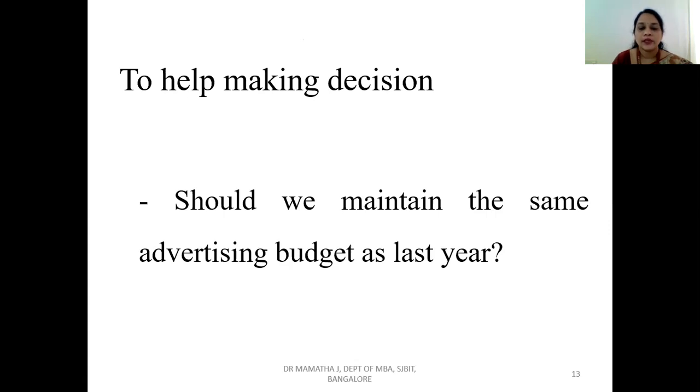Say, for example, you are giving an advertisement about your product, and the advertisement is a huge cost to the organization. You have to now take a decision based on your sales: whether I have to continue with the same advertising, or go with some other, or do I have sufficient budget to maintain this particular advertisement, or shall I make a move and change it? So it will help you to take a right decision.